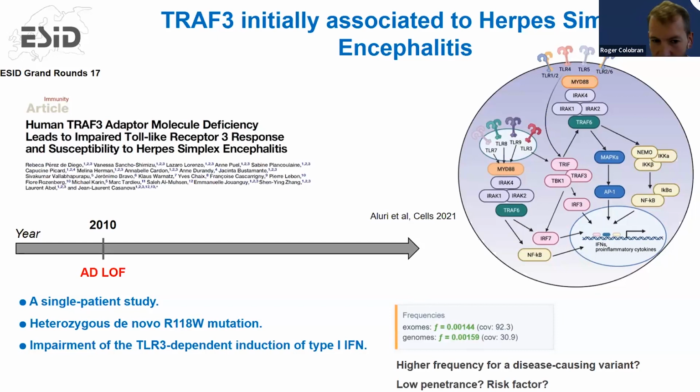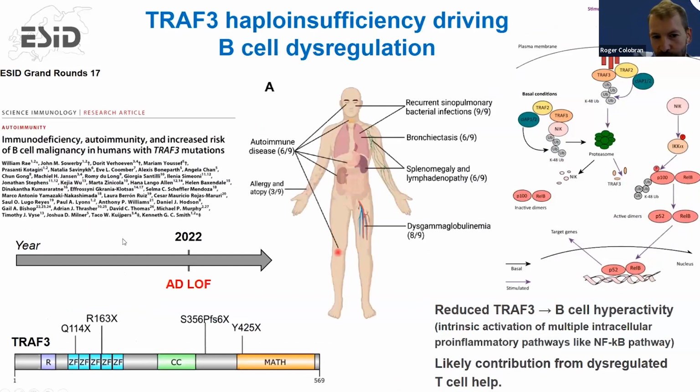interferon. But last year, the group of Taco Kuijpers and Kenneth Smith described different patients with autosomal dominant loss of function mutations in TRAF3, leading to TRAF3 haploinsufficiency. And in this case, the phenotype was related with B-cell defects, showing recurrent bacterial infections, dysgammaglobulinemia, and autoimmune disease, mainly Sjogren disease, celiac disease, vasculitis.